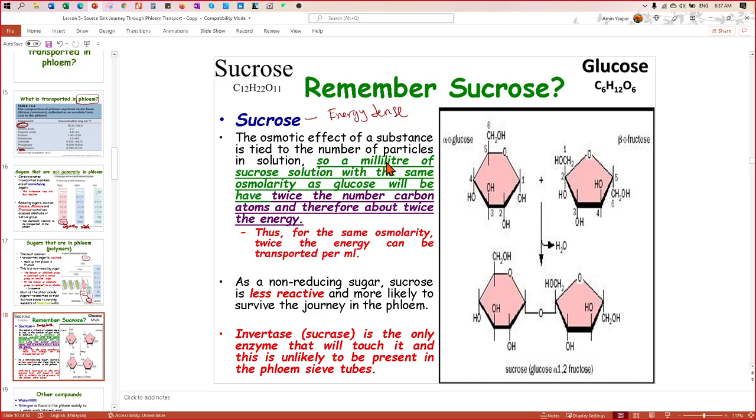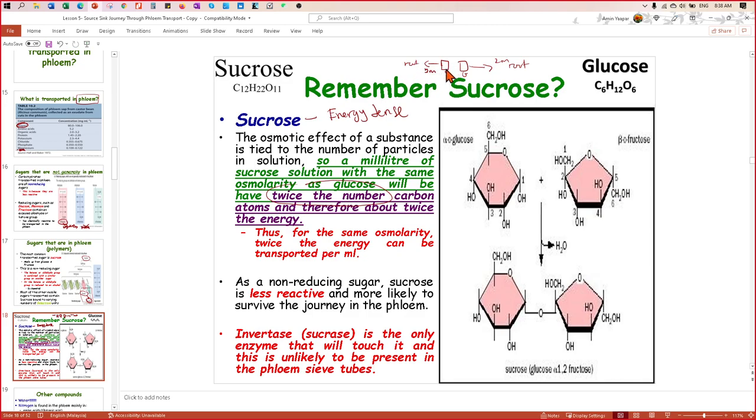Look at this. 1 milliliter of sucrose will have twice the number of carbon atoms. Meaning that if you have sucrose this much, glucose this much, and the flow is the same, you need to go to the root, let's say 2 meters. You, sucrose, need to go to the root as well, 2 meters.